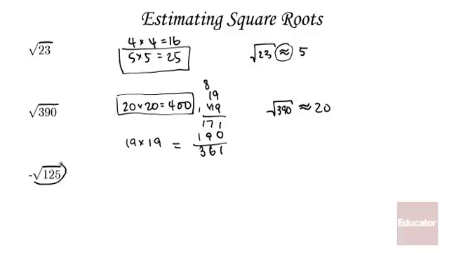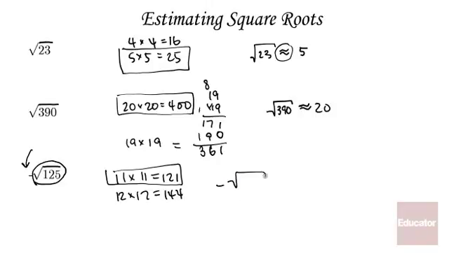Let's first focus on the square root of 125, and then we'll remember to put our negative on at the end. So for 125, 11 times 11 is 121. That's a little bit under. But next, 12 times 12 would give us 144, which is a lot farther away from 125. So let's take this as our answer. So for the negative square root of 125, we know the square root of 125 is approximately 11, and then now we also want to put our negative on at the front.